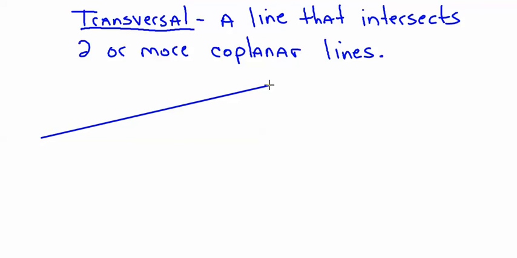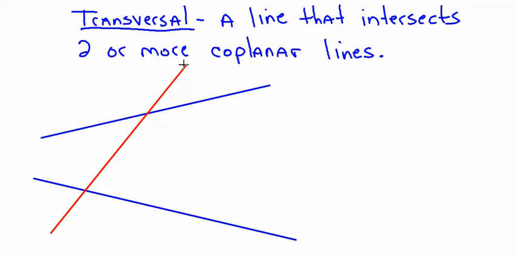So here's 1. Here's 2 coplanar lines. Agreed? Does this one intersect them? Very good. So that is called a transversal. We'll call the other lines L and M. In that pretty little drawing there, how many angles did we just create?